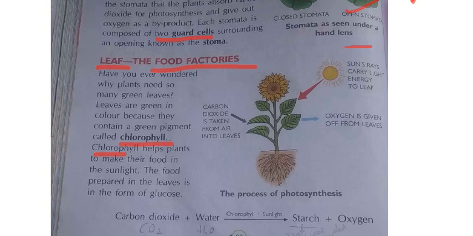Understood? Next point. The food prepared in the leaves is in the form of glucose. The plant will prepare the whole food by its own, as I told you. So in which form will the food be prepared? In the form of glucose. What is the spelling of glucose? GLUCOSE, glucose. Now see here, no need to worry.